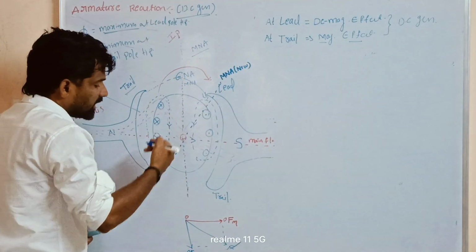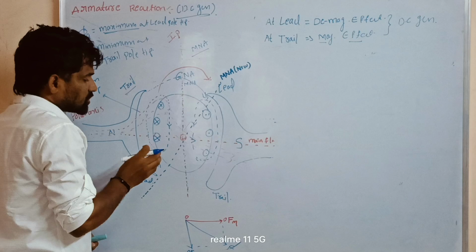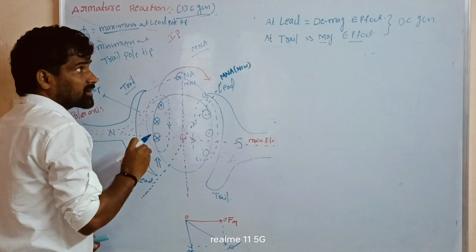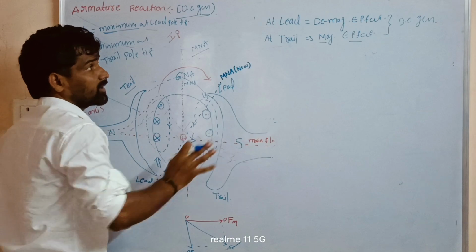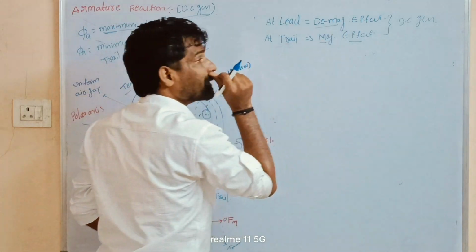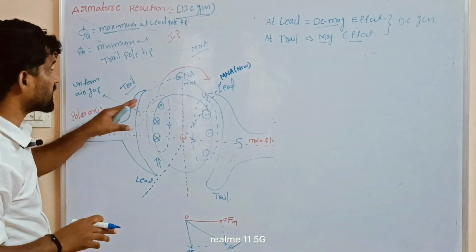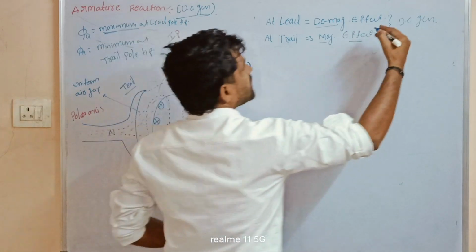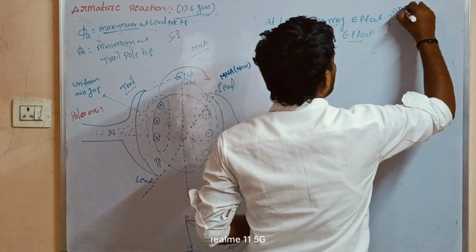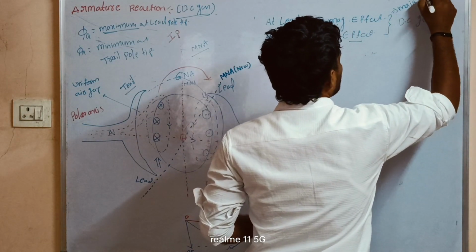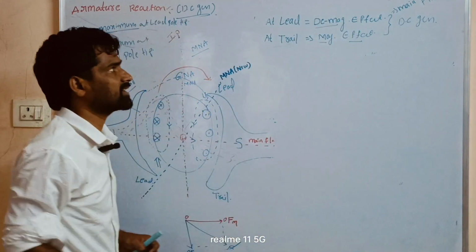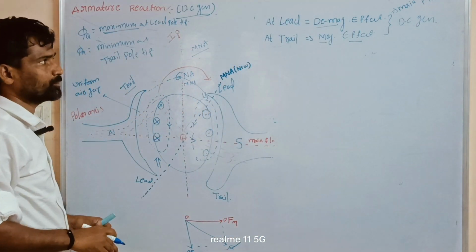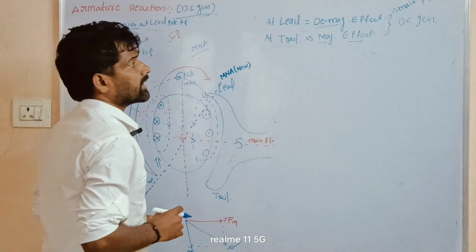Where it is the minimum, some saturation effect occurs at the leading pole tip. In that condition there is a demagnetization effect. So these are based on the main field flux. The final resultant flux is the main field flux only. So these are for the DC generator.